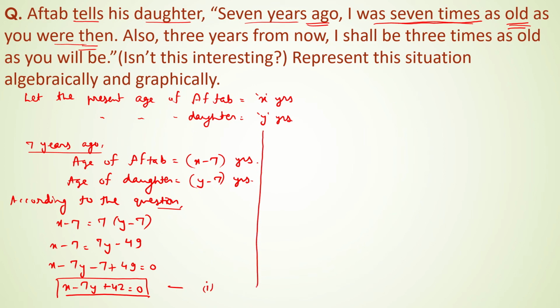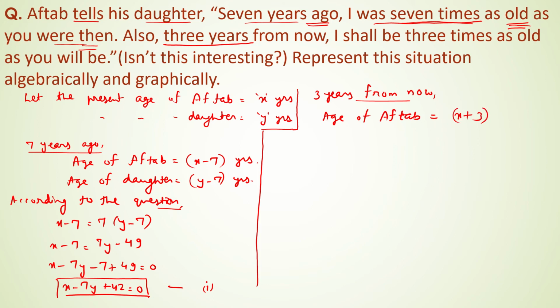Now, further it says after 3 years. So, we need to find the ages after 3 years. 3 years from now, the age of Aftab is equal to x plus 3 years and the age of the daughter is equal to y plus 3 years.